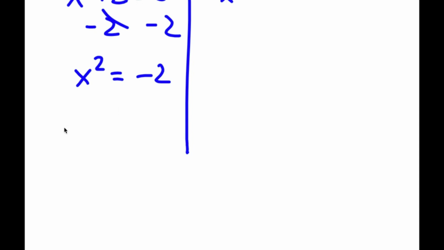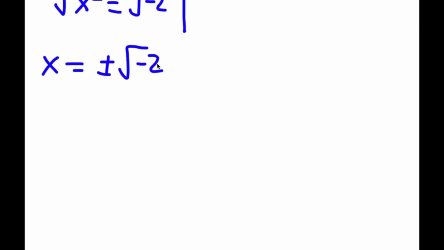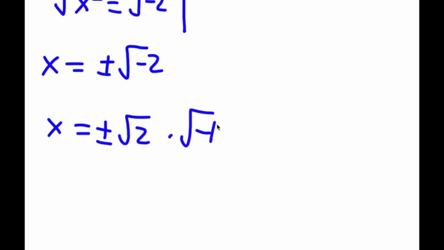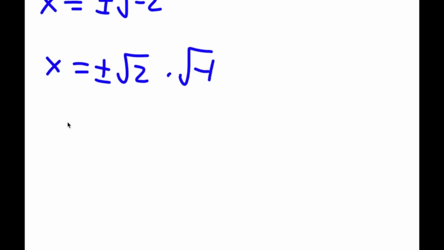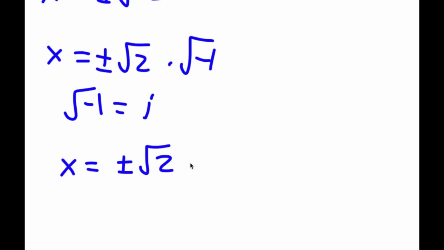Now I'm going to take the square root on both sides. So I have the square root of x squared is equal to the square root of negative 2. Square root of x squared is obviously x, so I have x is equal to positive or negative square root of negative 2. And the square root of negative 2, I can rewrite as the square root of 2 times the square root of negative 1. And if you didn't already know, the square root of negative 1 is equal to the imaginary number i. So I have x is equal to positive or negative the square root of 2 i.